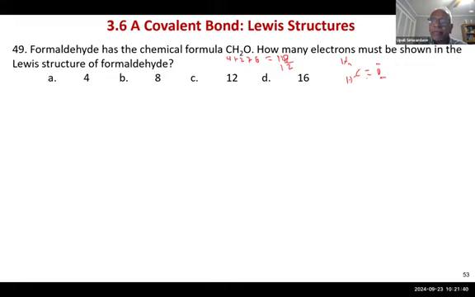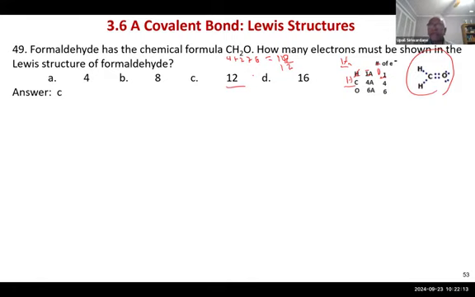Now this is the correct Lewis structure. Hydrogen has a duet. Carbon has an octet. So therefore, this is how I got the numbers. 1, 4, 6 valence electrons. This is the Lewis structure. Another way of showing the Lewis structure. So it has how many valence electrons? 12. C is the correct answer. Do you see how I get the Lewis structure valence electrons for formaldehyde?